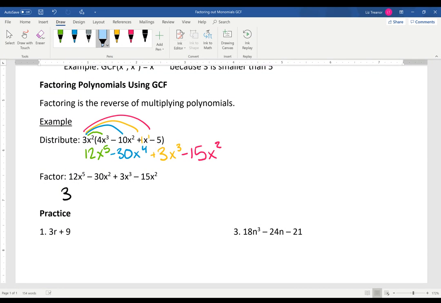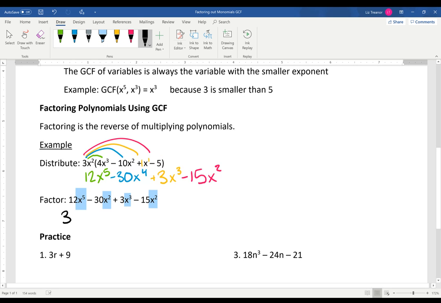Now we want to find the GCF of the variables and their exponents. But like we said before, it's always the smaller exponent. So the smallest exponent here is x squared.